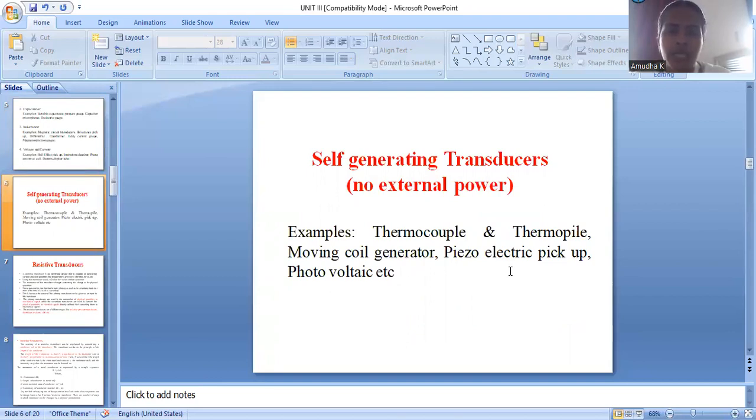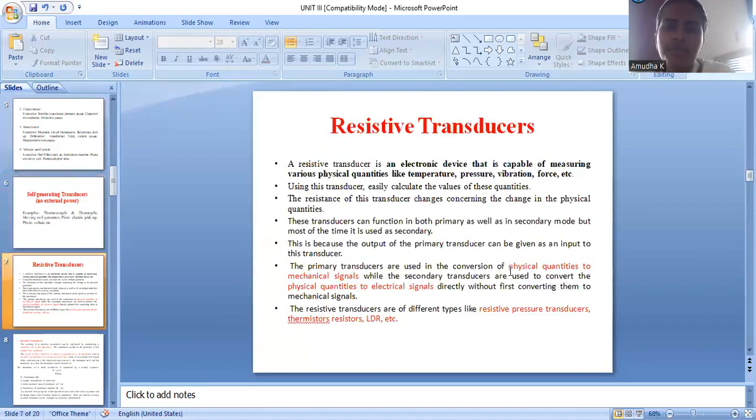External power is not needed. Examples of self-generating transducers are the thermocouple and thermopile, moving coil generator, piezoelectric pickup, and photovoltaic. These are all devices that convert the physical signal into an electrical signal without any external power.